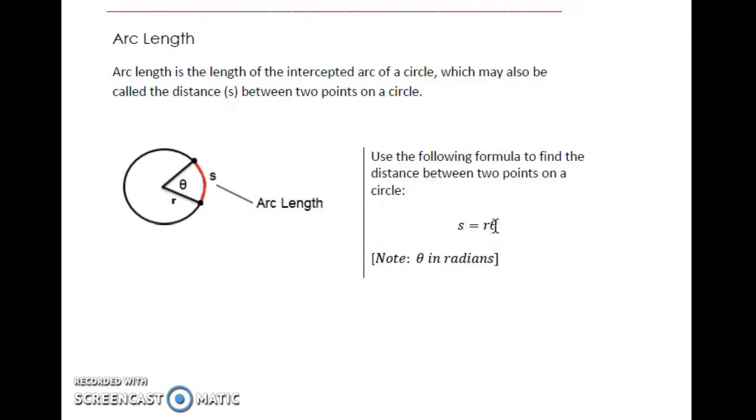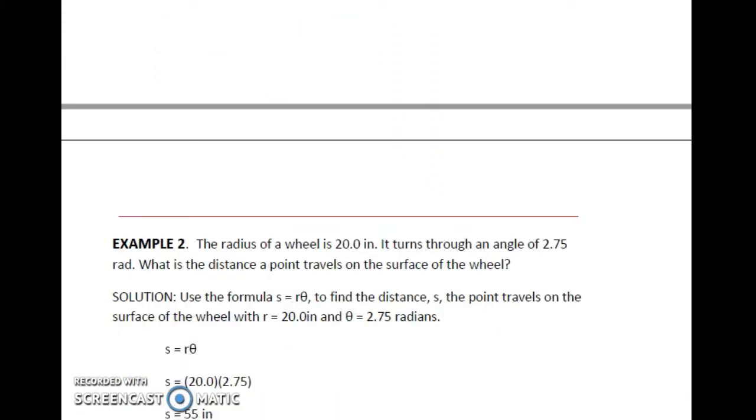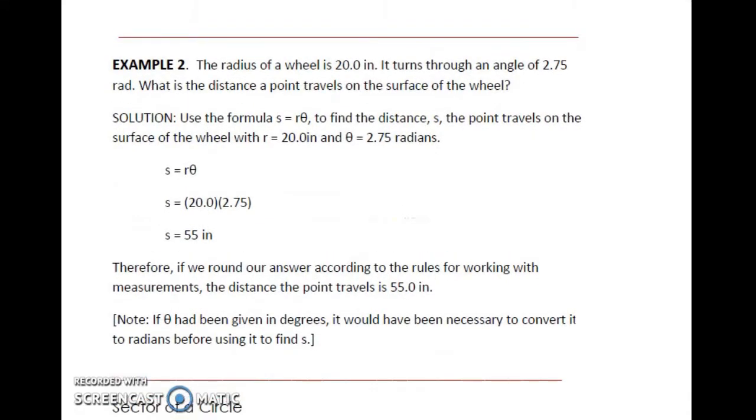So if we want to find that distance, we can if we know the length of the radius of our circle and the angle in radians. Just have to plug it in and simplify. Here's an example. Example 2.